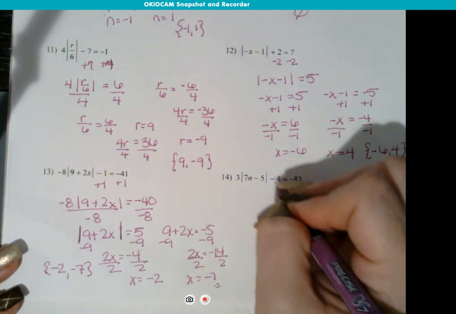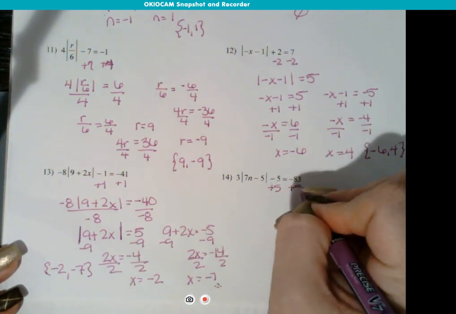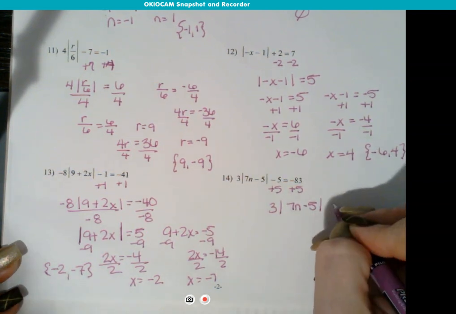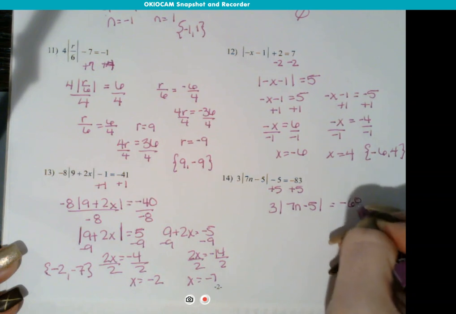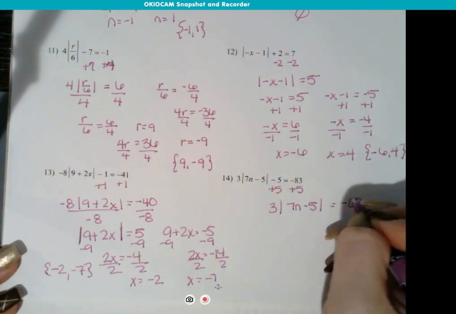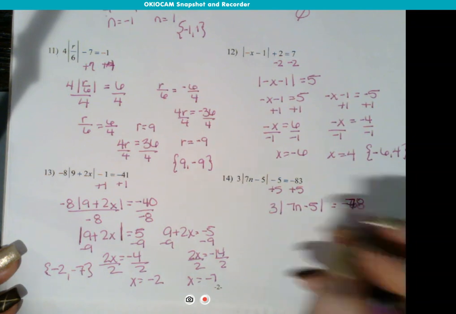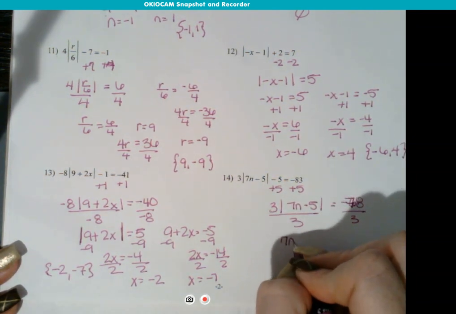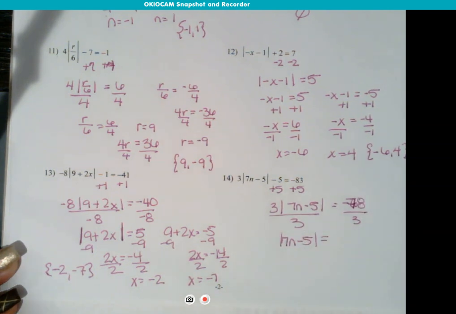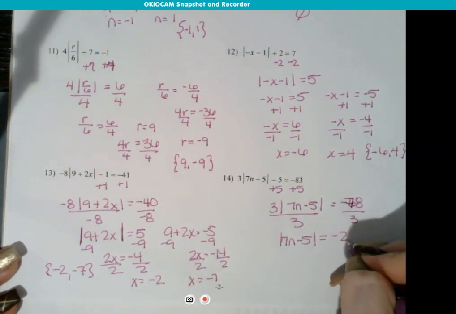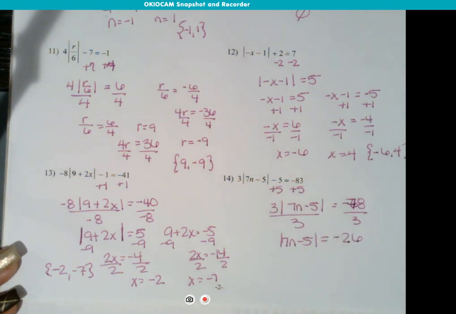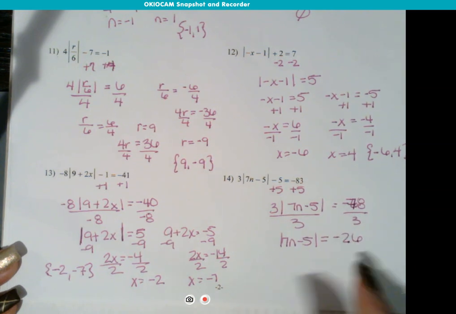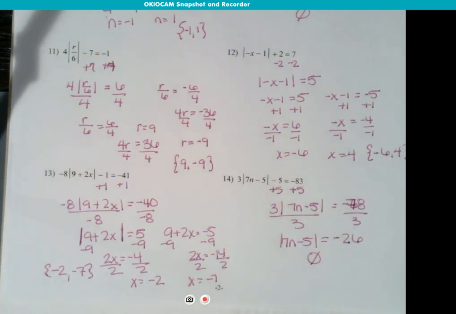Okay, last one, plus 5. So 3 absolute value 7n minus 5 equals negative 78, sorry. Okay, and then divide that by 3. And so 7n minus 5 equals 26 and negative 26. Uh-oh. Positive, negative, no solution. Now, I talked about there would be one more situation.